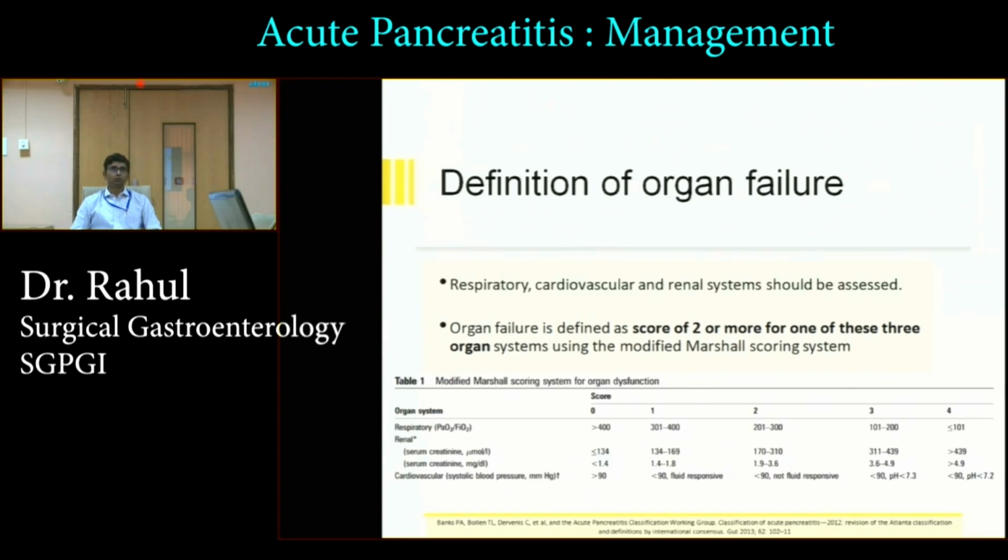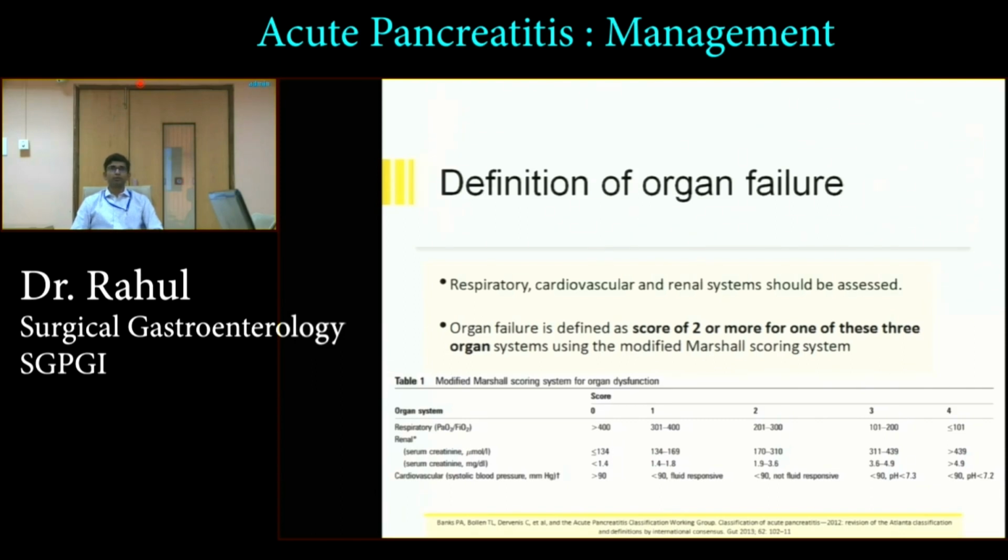So we should know how to define organ failure. There is a Marshall scoring system which includes three criteria: respiratory, renal, and cardiovascular. If any of these has a score of 2 or more, then it is considered organ failure.